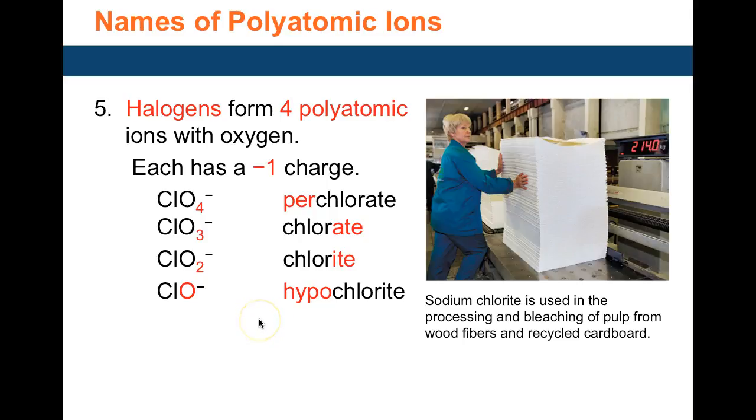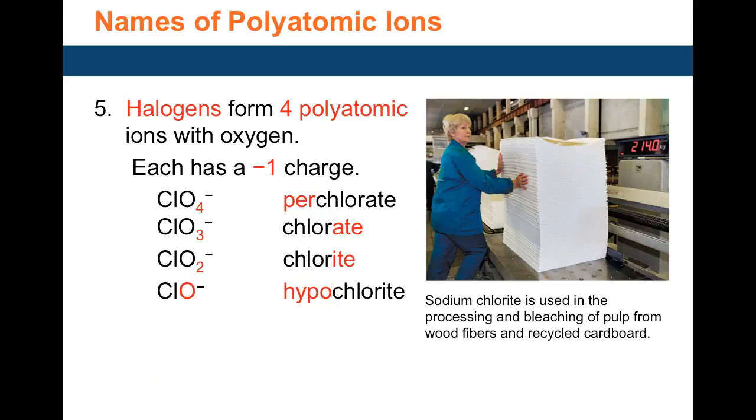All right, so these are the polyatomic ions of the halogens. You see here for chlorine, this is called chlorate when it has 3 oxygens, ClO3, and they all have 1 negative charge. So chlorate is 3 oxygens, chlorite is 2 oxygens. If you have 4 oxygens, 1 more than the chlorate, it becomes perchlorate. If you have 1 oxygen less than the chlorite, it becomes hypochlorite.